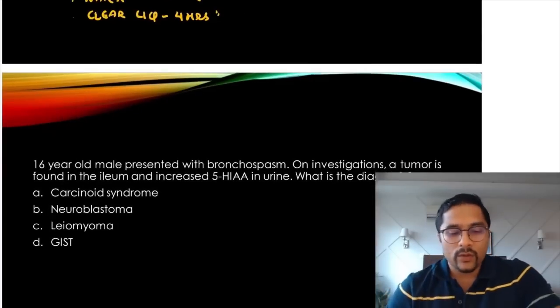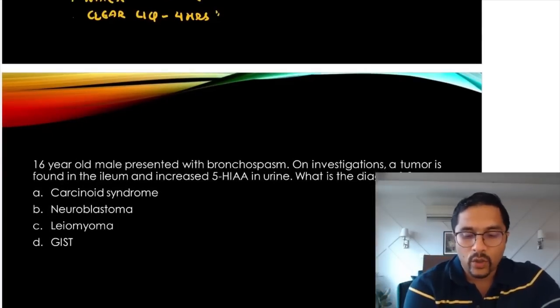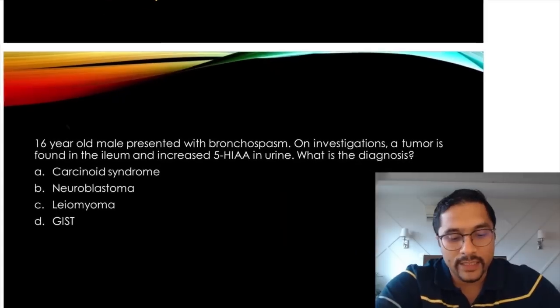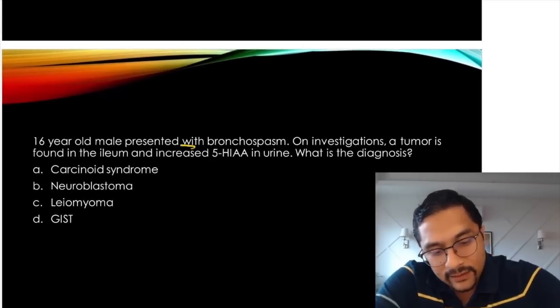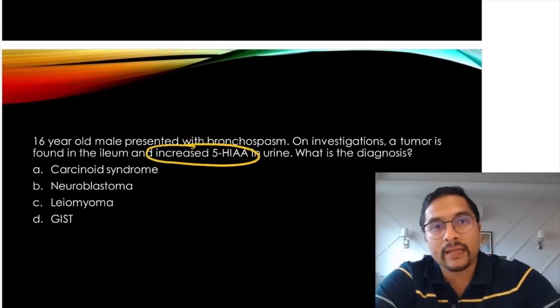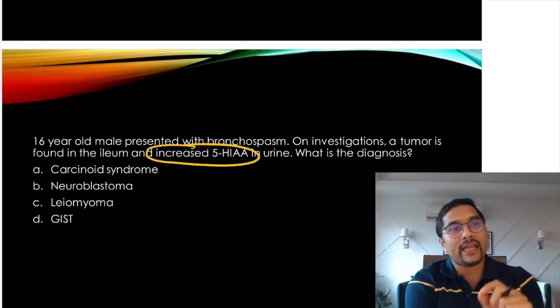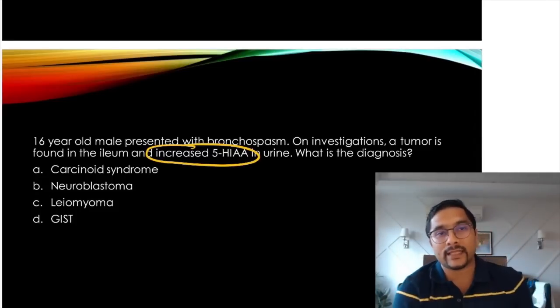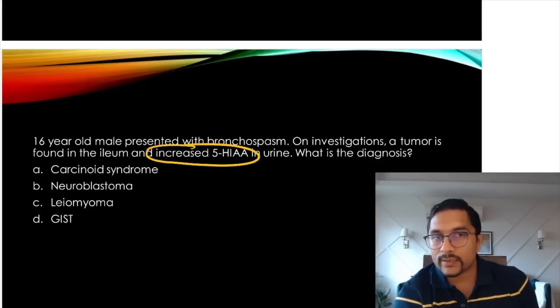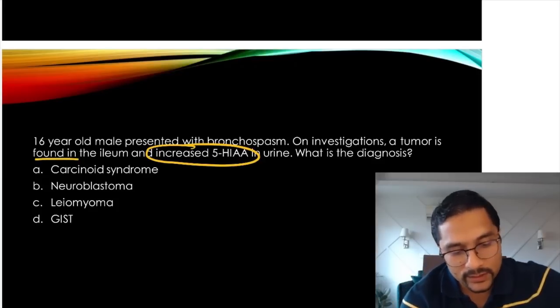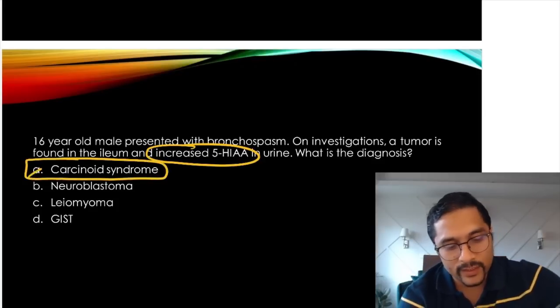A 16-year-old male comes with bronchospasm. On investigation, the tumor is found in the ileum and has increased 5-HIAA. What is HIAA? 5-hydroxyindole acetic acid in the urine. So what is the diagnosis here? The diagnosis is going to be carcinoid syndrome.